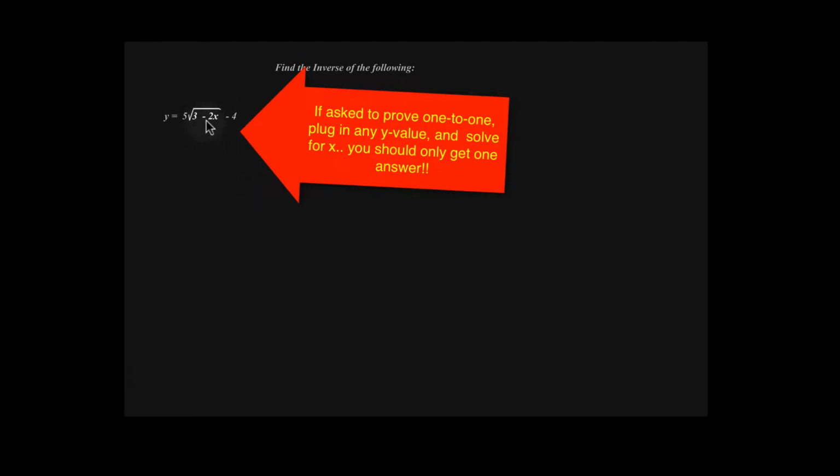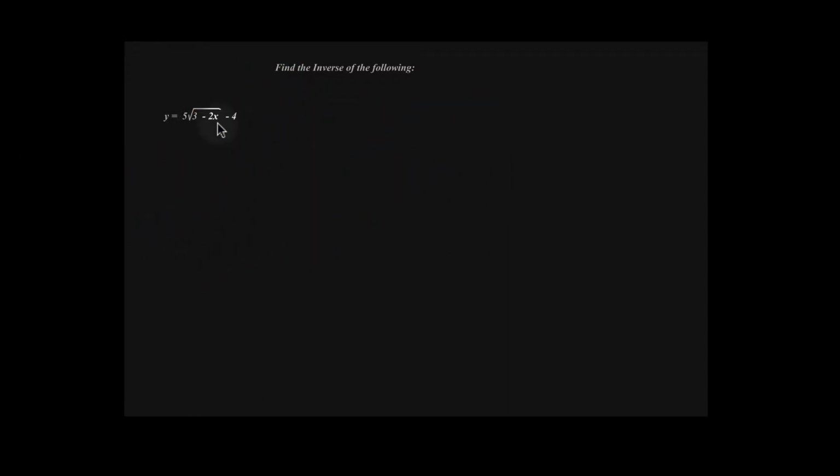You can always test it's 1 to 1 by plugging in one y value and solving for x, and you should just get one answer. So if you plug in whatever y value, 0, whatever it is, you should only get one x answer. All right, so what do?